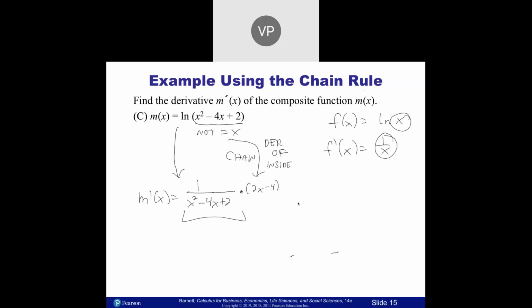So then, of course, the last step is we just have to go in, put the 2x minus 4 on the top of that fraction. So it'll be 2x minus 4 all over the x squared minus 4x plus 2. And that's how we arrive at our answer here.